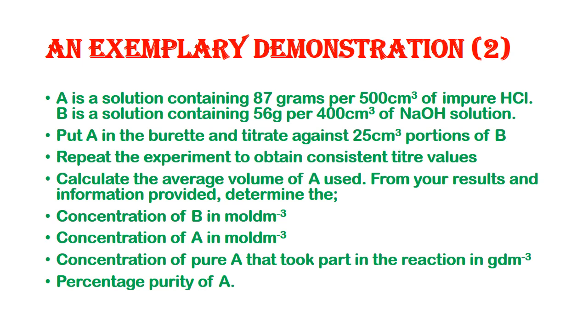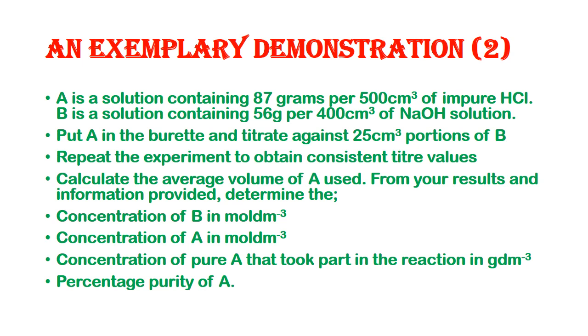Now we see another exemplary demonstration 2. Okay, A is a solution containing 87 grams per 500 centimeter cube of impure HCl. Impure. That means in this A we have impurity. It is not just HCl that is inside. We have other substance. As far as a substance is concerned, any other substance that is inside there is an impurity. If water is inside something and then you have some other substance like sodium, sodium becomes an impurity. Okay, do you understand?